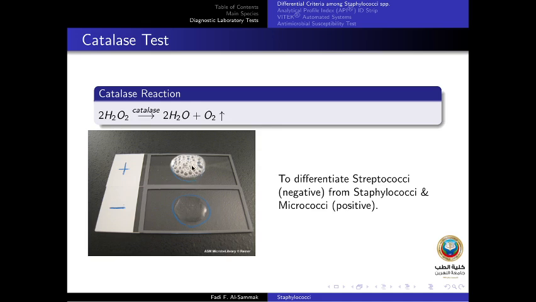In case of positive, there will be elaboration of gas bubbles, and this is because of the elaboration of oxygen. By the presence of catalase, the H2O2, hydrogen peroxide, which is a free radical toxic to the cell, is broken down. It is a defense mechanism to get rid of the free radicals, and the products will be H2O and oxygen elaborated as gas bubbles, as you can see here in this slide. So this is the positive, this is the negative.